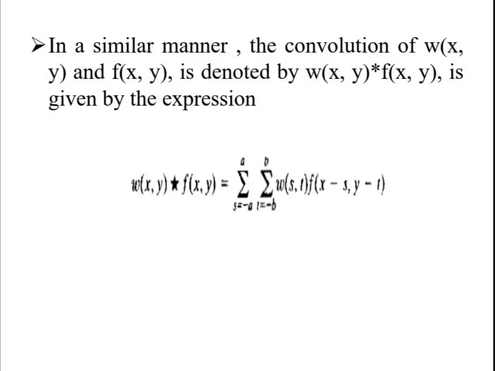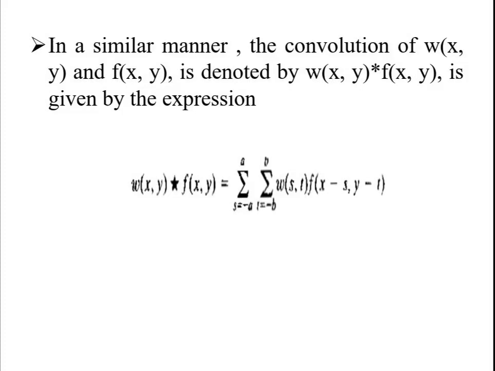In a similar manner, the convolution of w of x comma y and f of x comma y is given by the following expression: w of x comma y convolution f of x comma y is the summation of s equal to minus a to a, summation of t equal to minus b to b, w of s comma t f of x minus s, y minus t, where the minus sign on the right flips f, that is, rotates it by 180 degrees. Flipping and shifting f instead of w is done for notational simplicity and also to follow the convention. The result is the same.